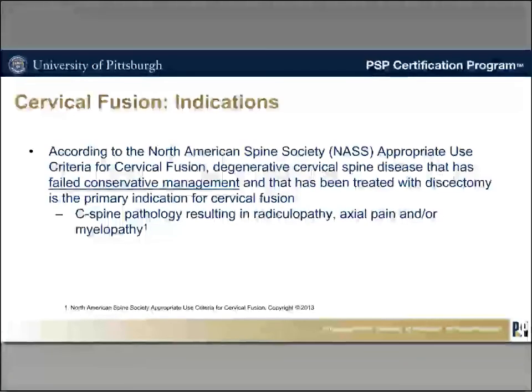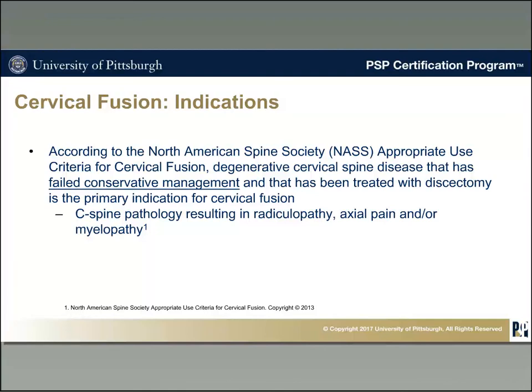Considering the indications for cervical fusion, which is another source of great controversy, and overall spine surgeons have become more conservative over the past several years, for good reason. According to NASS, the North American Spine Society, appropriate use criteria for cervical fusion: degenerative cervical spine disease that has failed conservative management and that has been treated with discectomy is the prior indication for subsequent fusion. Usually the discectomy is part of the same procedure, of course, that the fusion is associated with.